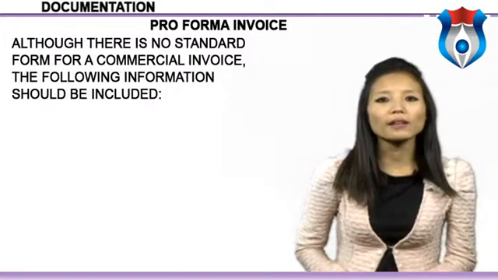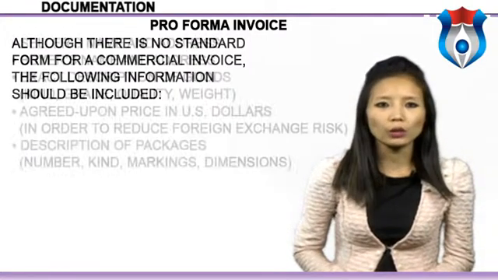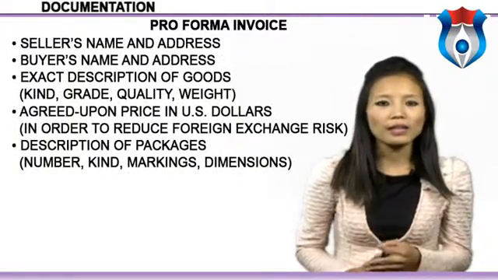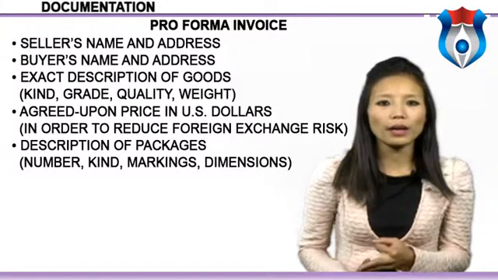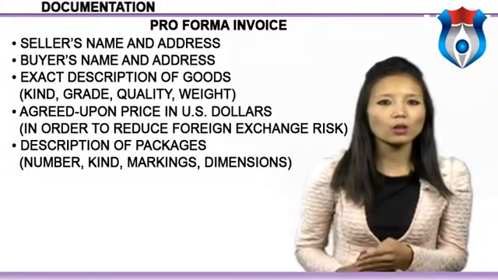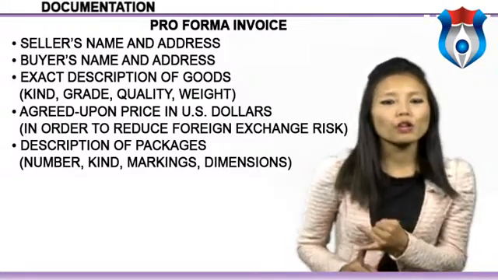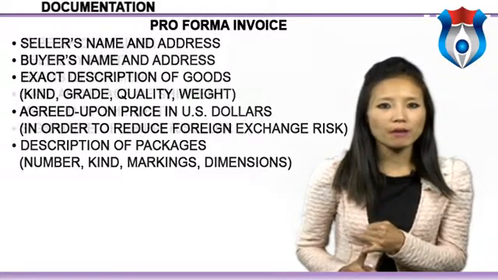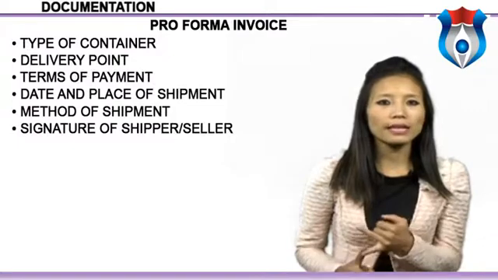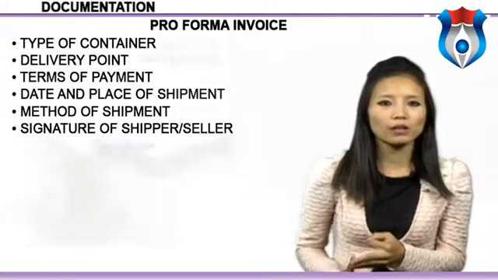Although there is no standard form for a commercial invoice, the following information should be included: seller's name and address, buyer's name and address, exact description of goods, kind, grade, quality, weight, agreed upon price in US dollars in order to reduce foreign exchange risk, description of packages, number, kind, markings, dimension, type of container, delivery point, terms of payment, date and place of shipment, method of shipment, signature of shipper or seller.